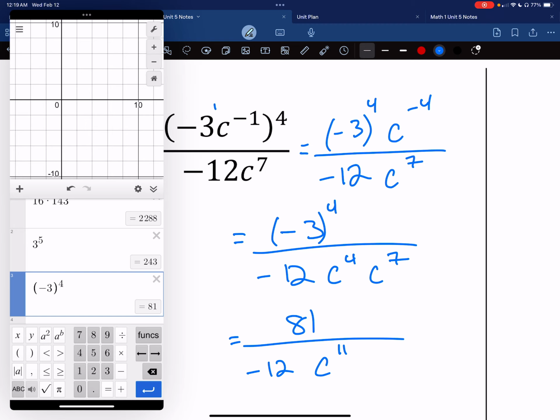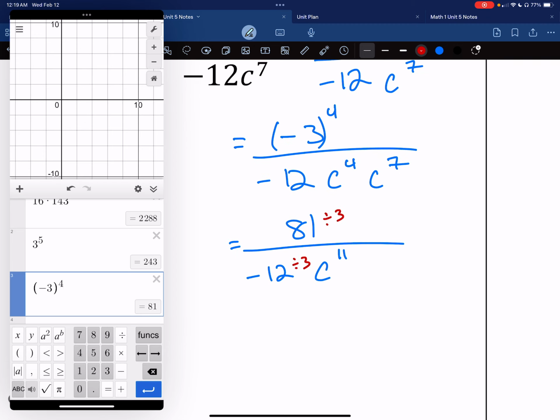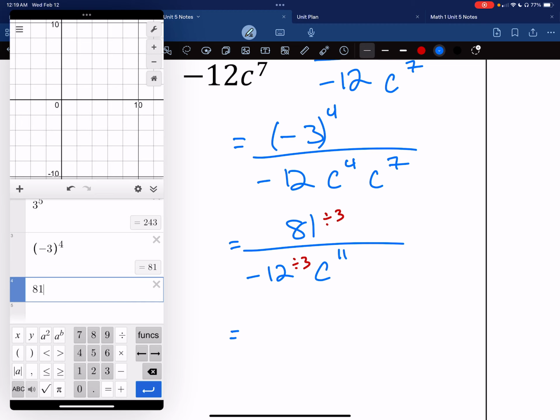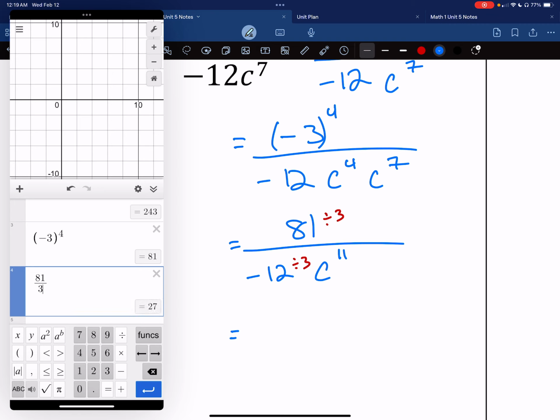We have 81 over 12. Right? We're looking for numbers that are divisible by 81 and 12. Okay. So if we think about it, I know that 3 goes into both of them. So we're going to end up with, well, 81 divided by, let's do 81 divided by 3 is going to be 27 on top. And negative 12 divided by 3 is going to be negative 4.